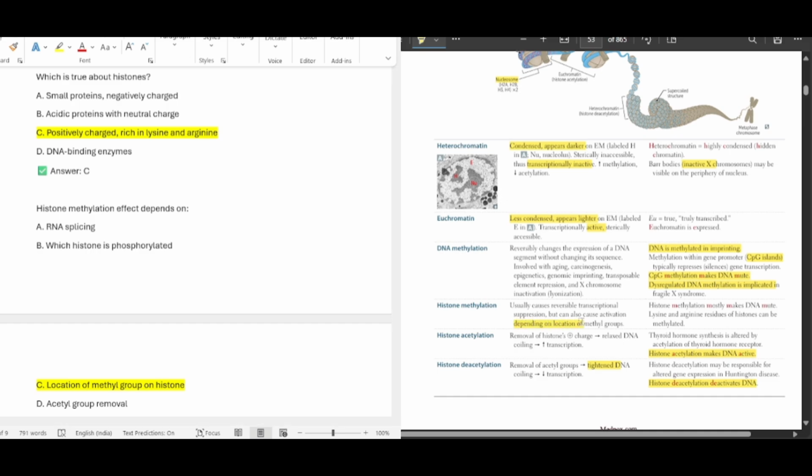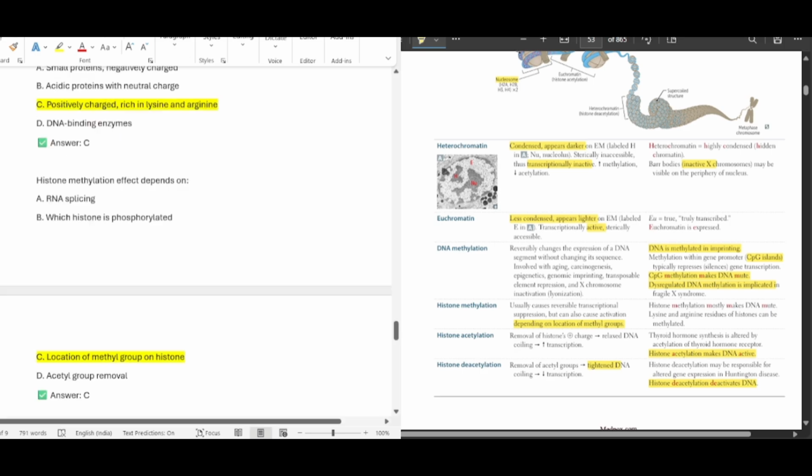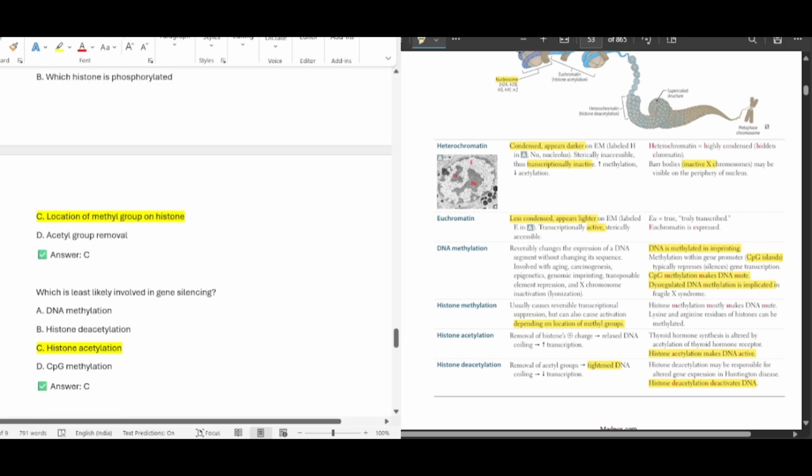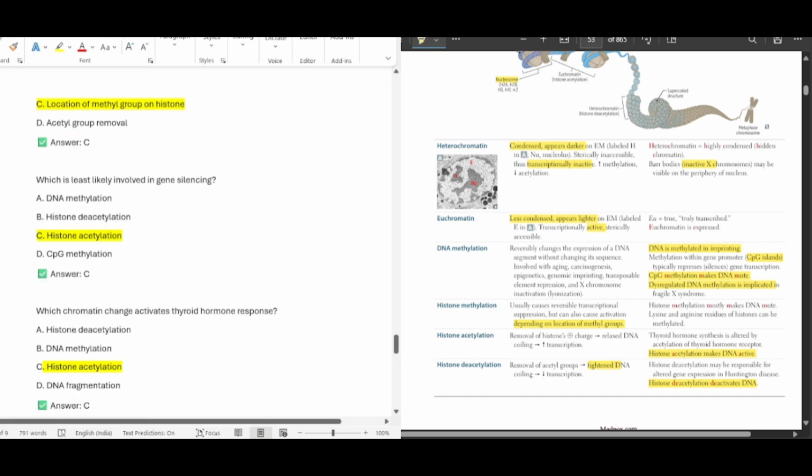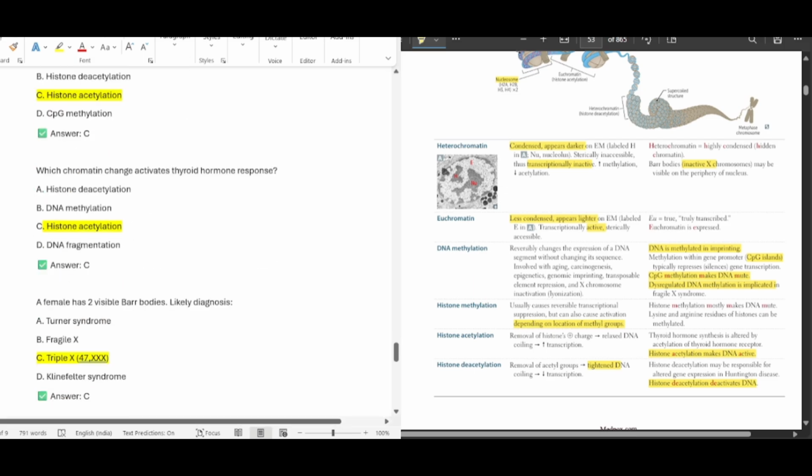Methylation can also cause activation depending on the location of methyl groups. Which is least likely involved in gene silencing? Activation, hence acetylation will not be involved in silencing. Which chromatin change activates thyroid hormone response? Activation, hence it is acetylation.